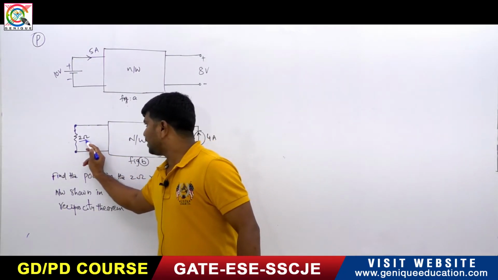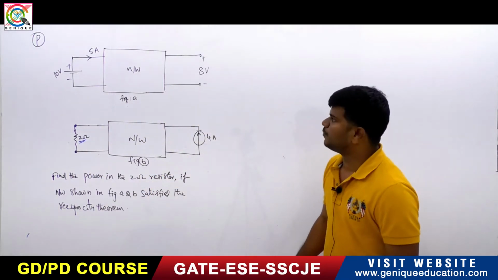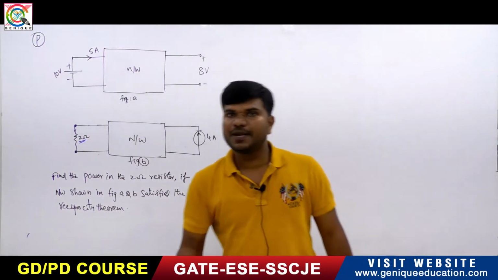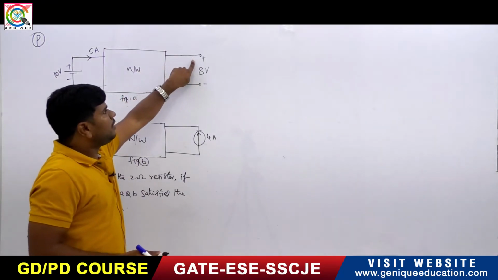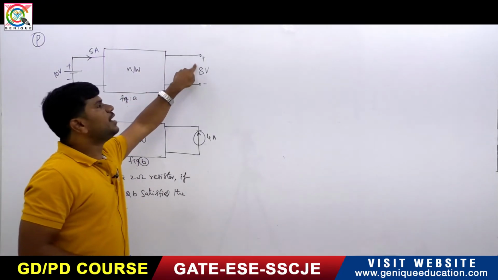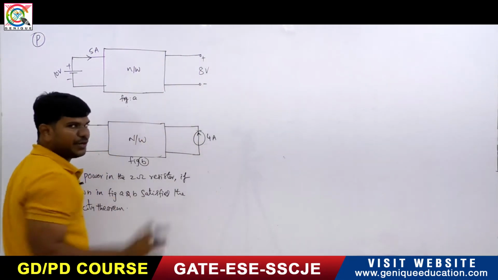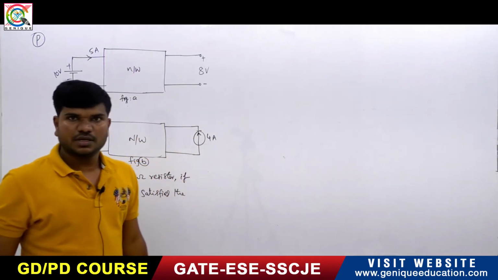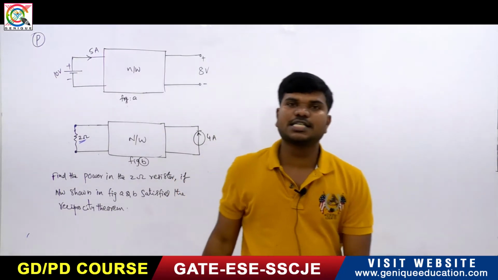We have to find the power in the 2 ohm resistor. He has given that the network is satisfying the reciprocity theorem. But compared to the previous question, here we have to observe whether it is short circuited or open circuited. Here, because it is an open circuit, it is better to use Thevenin's theorem, because the open circuit voltage is already given.